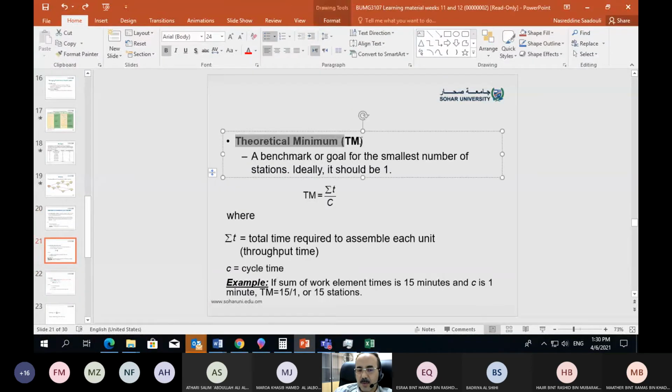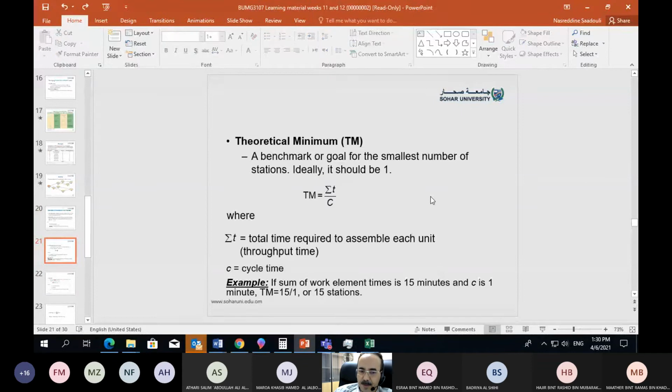Then we calculate what we call the theoretical minimum. It's a benchmark or a goal of the smallest number of stations. Okay, ideally 1, but obviously we know that is not the case. How do we calculate it?